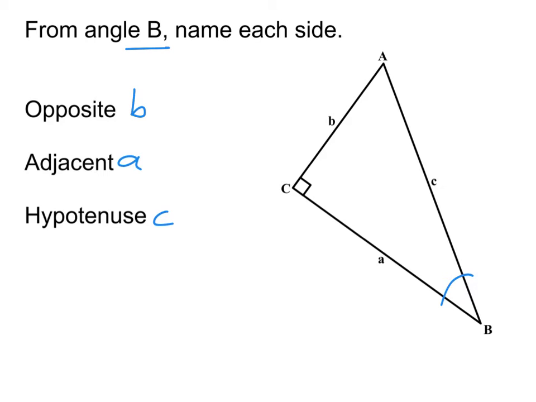One little note about this one, I used the same picture, but I switched which angle we are going from. So notice it switched the opposite and the adjacent here, but it did not affect the hypotenuse. The hypotenuse is still whichever one was opposite the right angle here. So that means it's still got to be the same c.